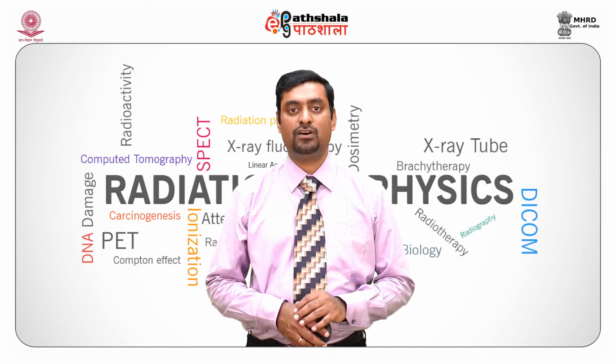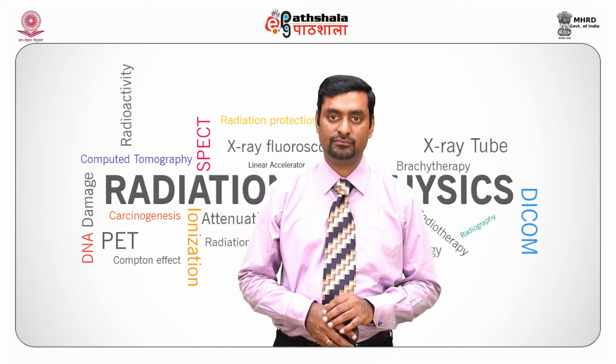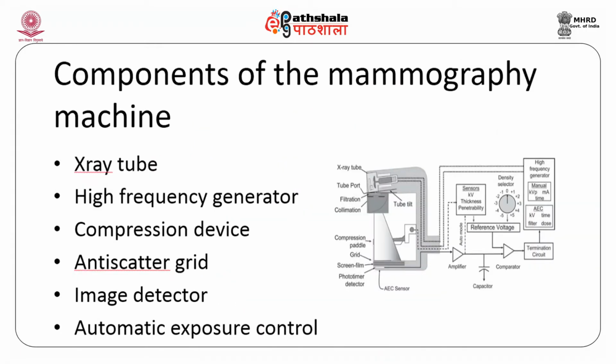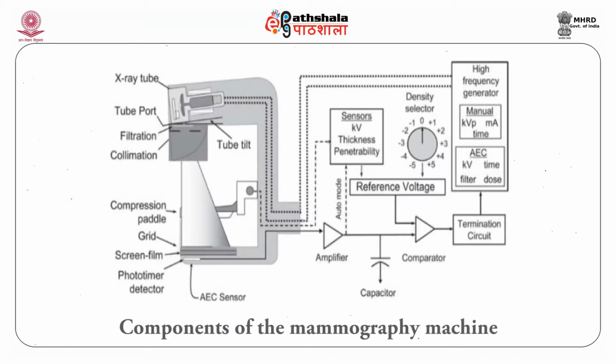What are the components of the mammography machine? You can see an illustration of the various components as shown in the figure. There's an X-ray tube, high frequency generator, compression device, anti-scatter grid, image detector, automatic exposure control. This is the bigger view of the mammographic machine, which is the inner part of the mammography machine.